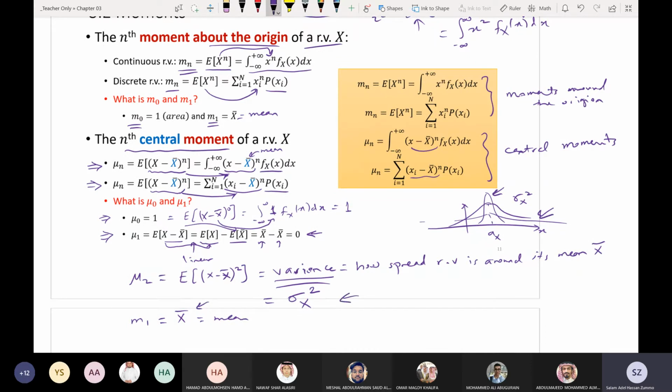Similarly, for the second order central moment, we call it the variance. Why? Because it's very important, and we give it the name or the notation sigma x squared. Why is it important? Because it gives us a very important characteristic of the random variable, which is how it is spread around the mean.